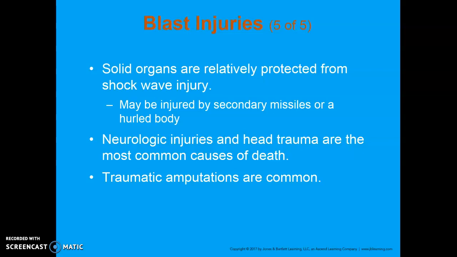Solid organs tend not to have too much of an injury just from that initial shock wave. If they're going to be injured, it's typically because of the secondary or tertiary type of injuries, when the body is hurled through the air or when something else flies into it. Neurologic injuries, head trauma, are the most common cause of death from blast injuries. And extremity injuries, including traumatic amputations, are relatively common as well, but they tend to be more visually graphic than anything else.